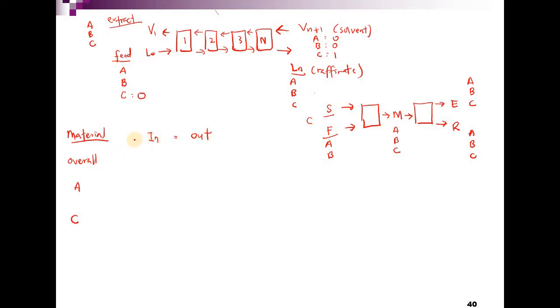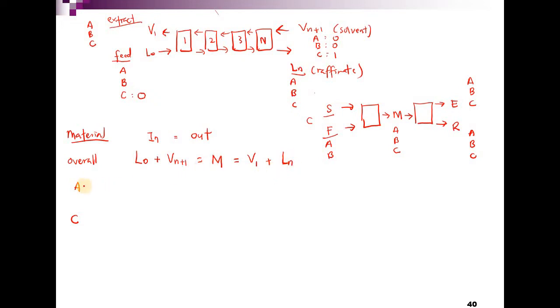So the overall mass balance will become L naught plus B n plus 1, because these are the entering streams. It will form an intermediate phase, so we will put M here. The out streams are V1 and Ln.